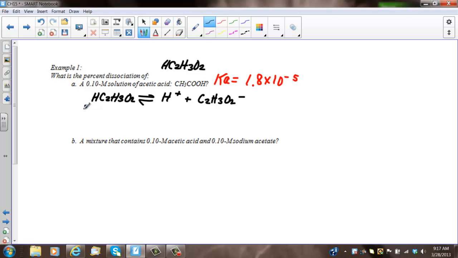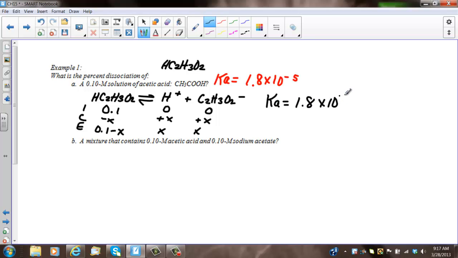So in our ICE table, we have a 0.1 molar solution, and we have no dissociation at the start of the reaction, minus X, plus X, plus X, 0.1 minus X, and X and X. Therefore, our Ka is equal to 1.8 times 10 to the minus 5, equal to X squared over 0.1 minus X.